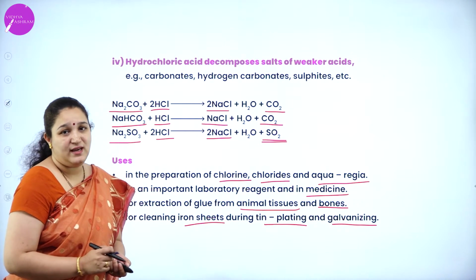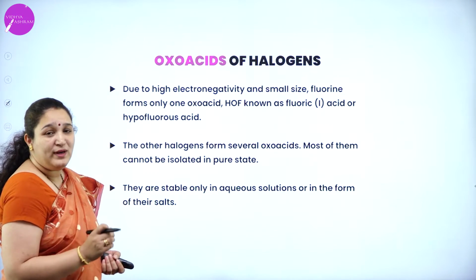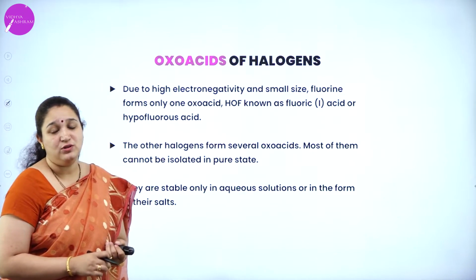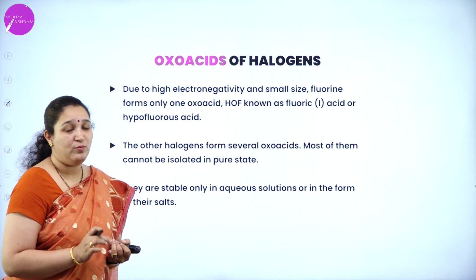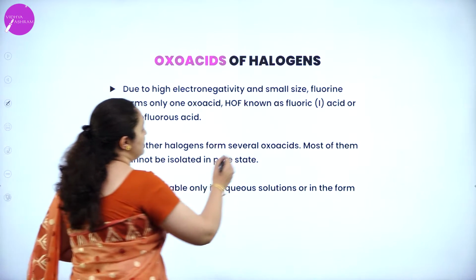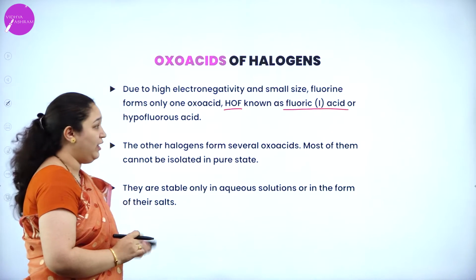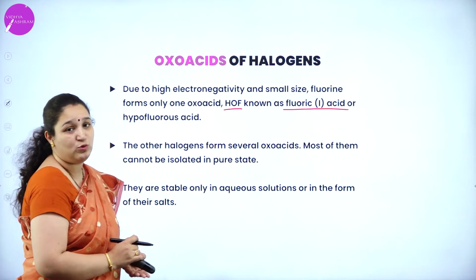Next, we shall study about the oxo acids of halogens. When it comes to oxo acids of halogen, fluorine does not form oxo acids except for one which is known, called fluoric acid, that is HOF, or it is also known as hypofluorous acid.